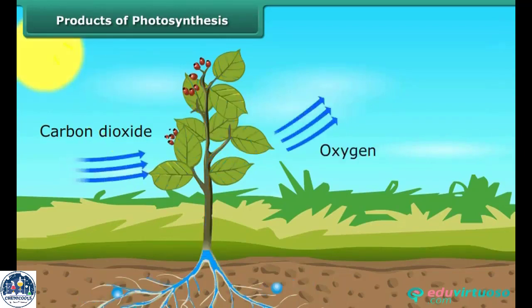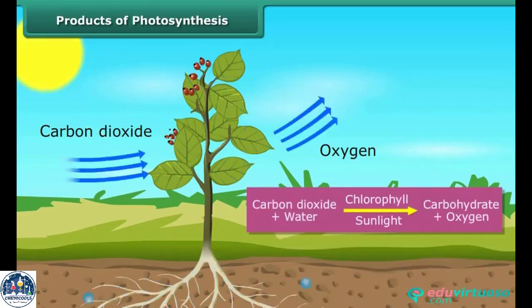Therefore, the process of photosynthesis can be represented as carbon dioxide plus water, in the presence of chlorophyll and sunlight, gives carbohydrate plus oxygen. In the presence of sunlight, carbon dioxide and water give carbohydrate, and oxygen is released in this process.